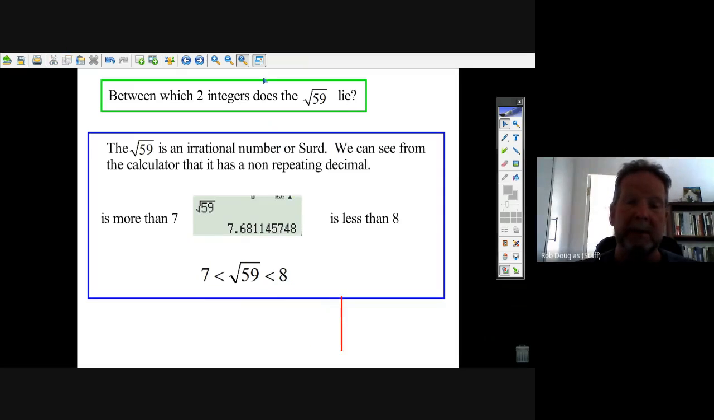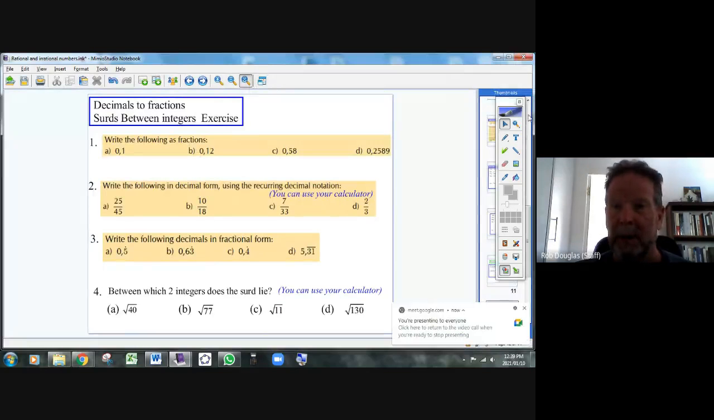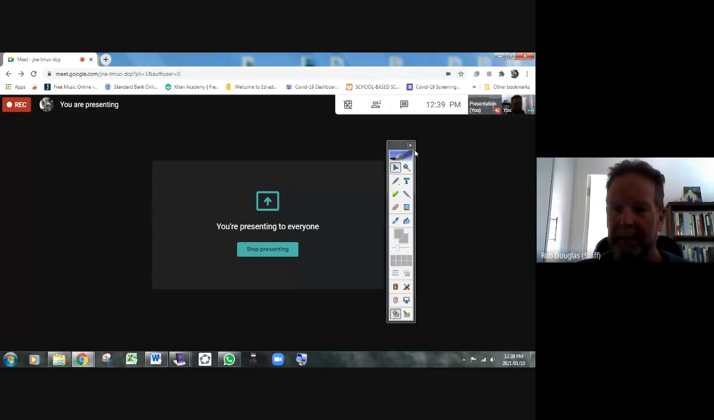So that's how the questions work. Hopefully this will help you to do these questions you see here. Between which two integers does the surd lie? And I gave you 4 questions to do. Here's changing decimals to fractions, and here's the repeating decimals to fractions. You need to do those questions. I gave a memo with it, so it should all work out.